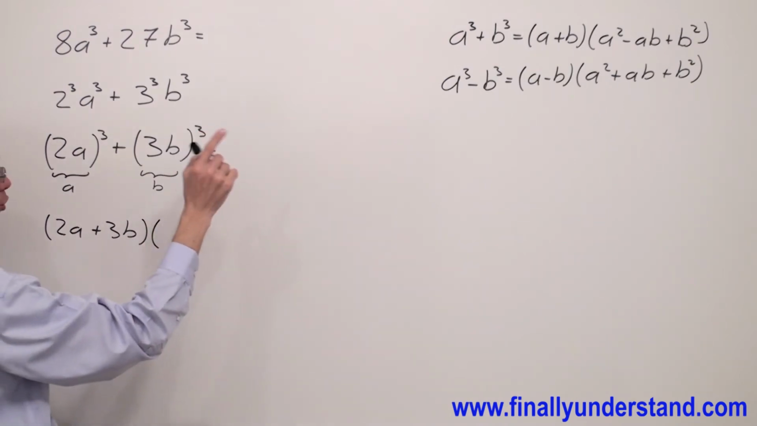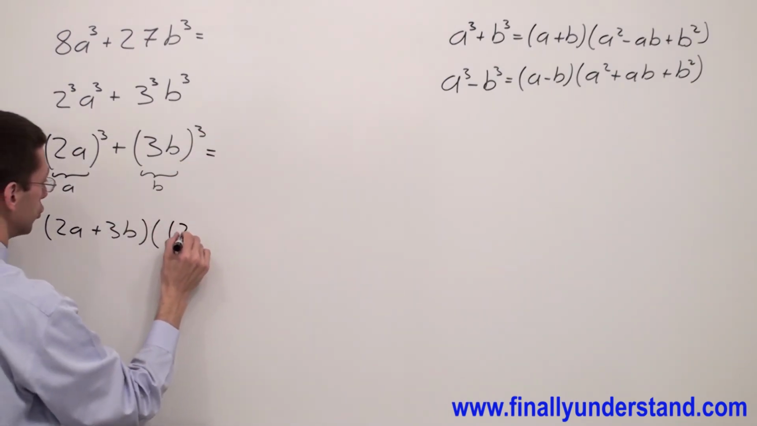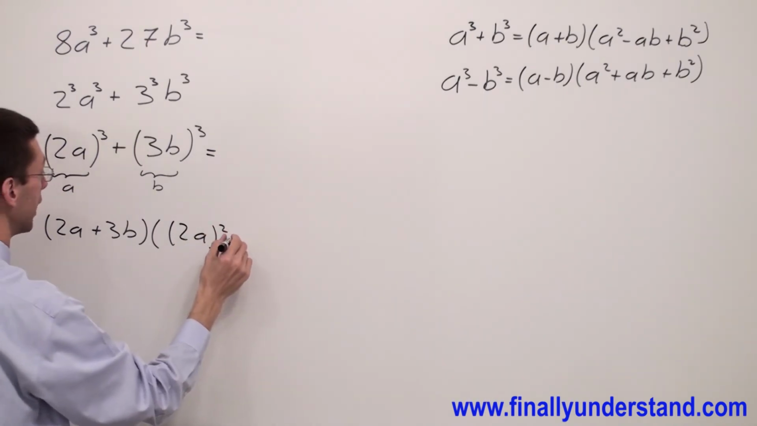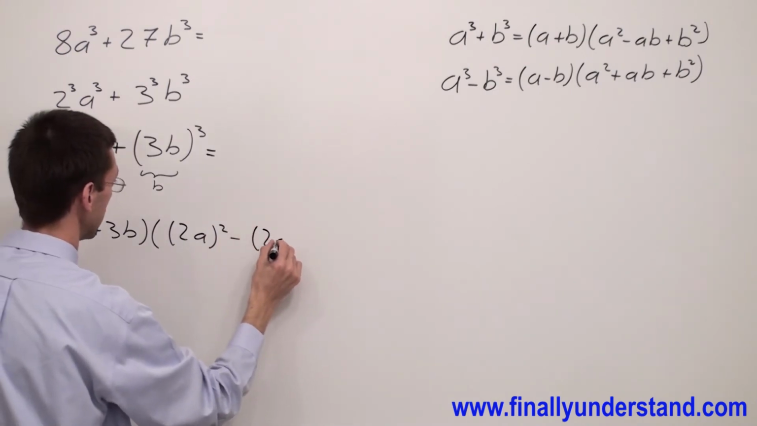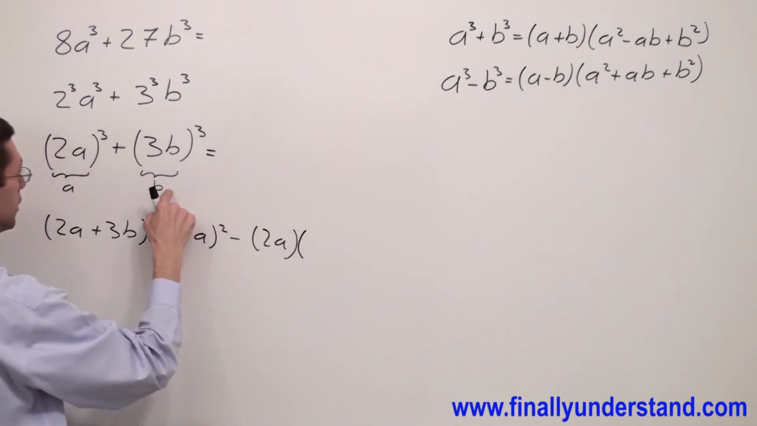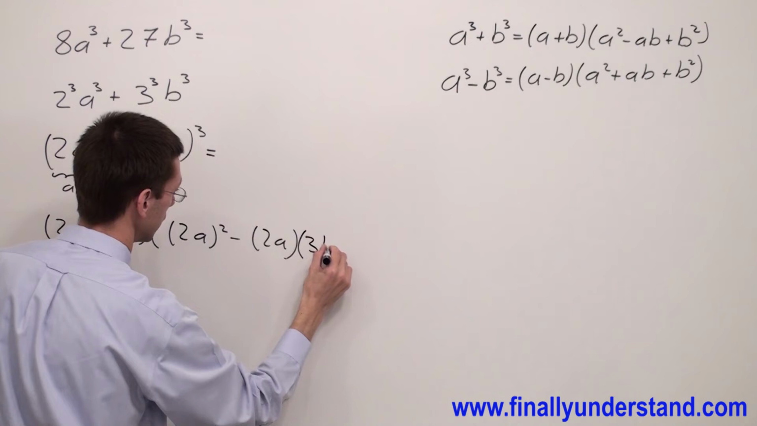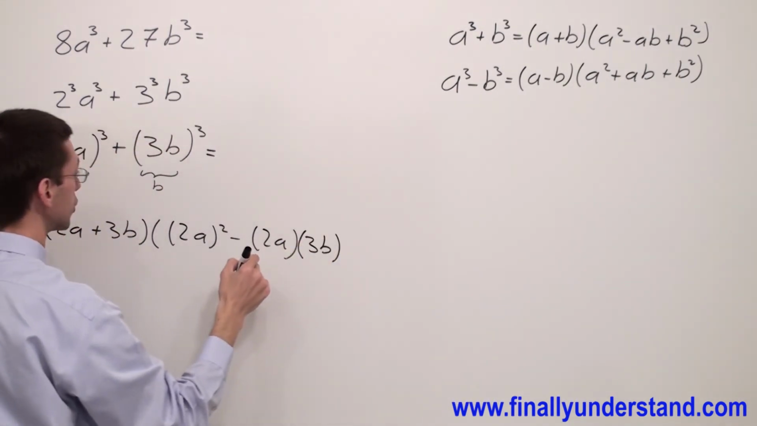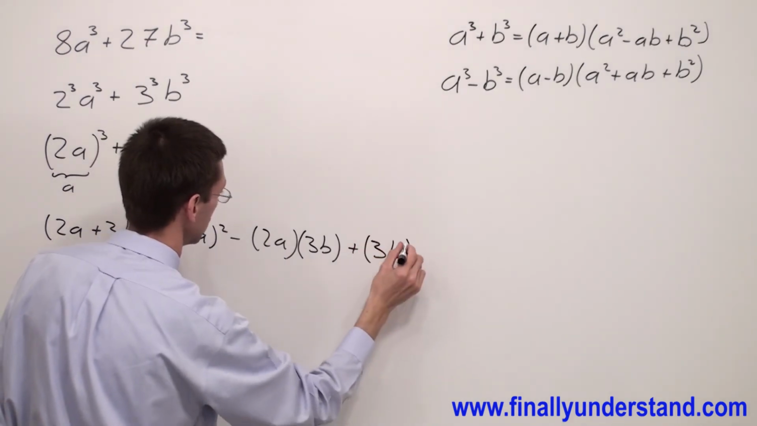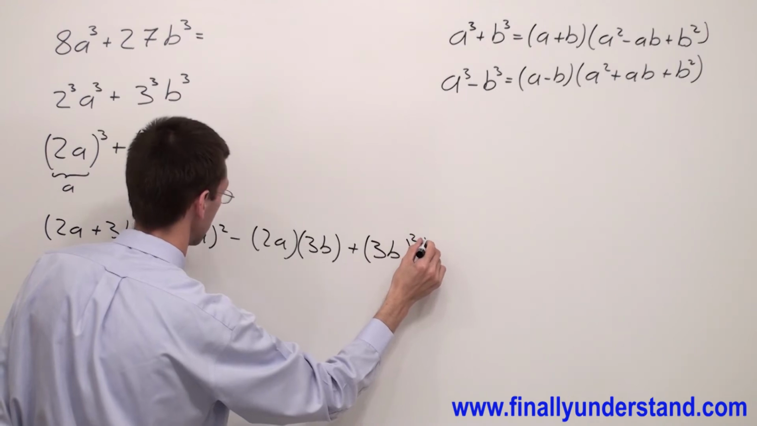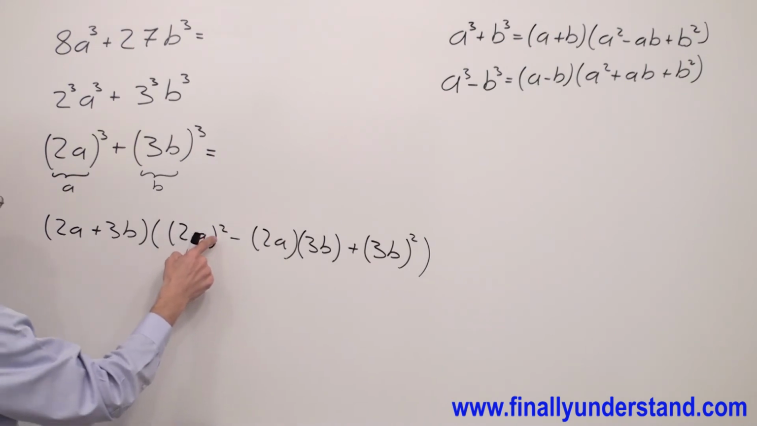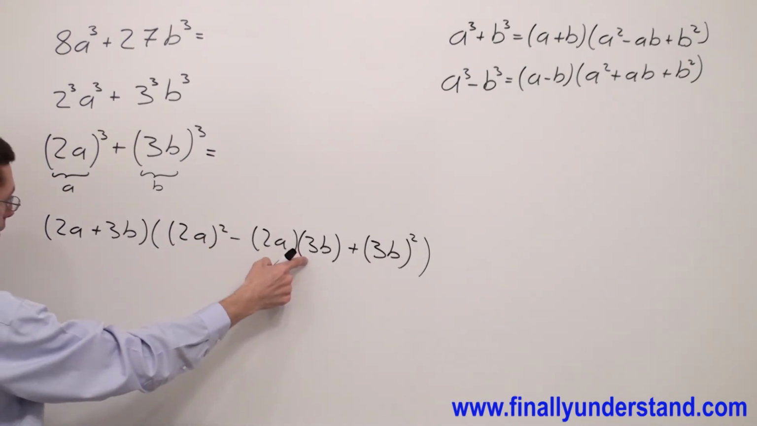Next, the formula says I have to square a. That's why I'm going to have 2a to the second power minus ab. So I'm going to have 2a, because a is my 2a, and b is 3b, plus b square, close parenthesis. Okay, next we're supposed to perform the operations with exponents and multiplication.